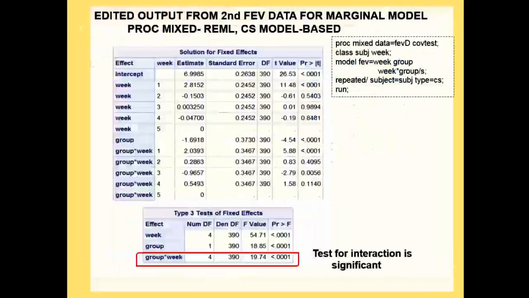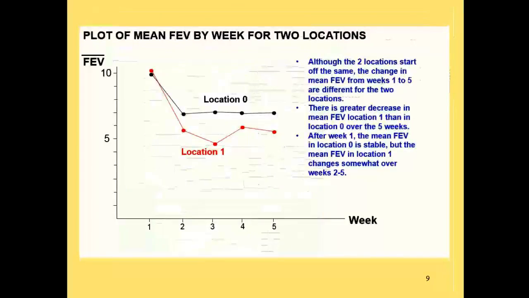Okay. Now it turns out that the other thing, if you want to say, well, let's suppose I want to see whether group 1, the difference between week 1 and the other 4 weeks for location 0, was different than the week 1 and the average of the other 4 weeks for location 1. That would be the second test. That's the second test that I'm doing. I don't know if I'm explaining this.